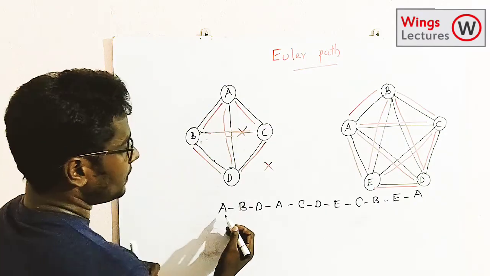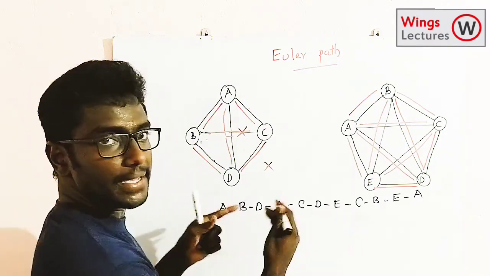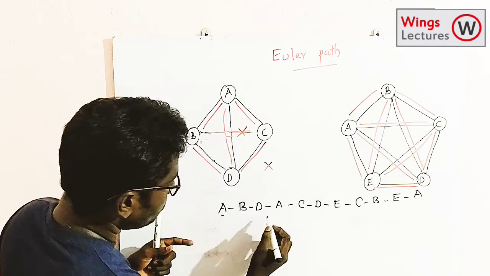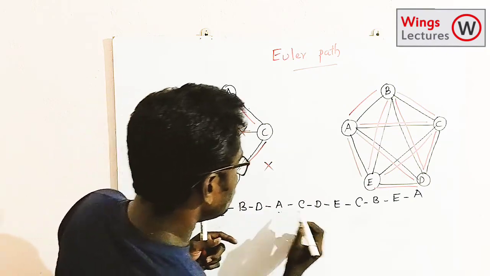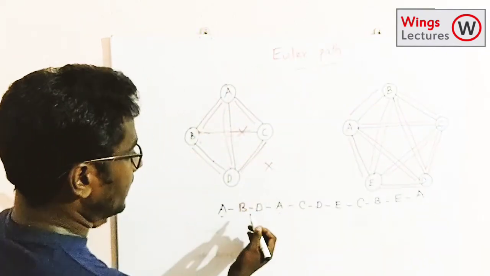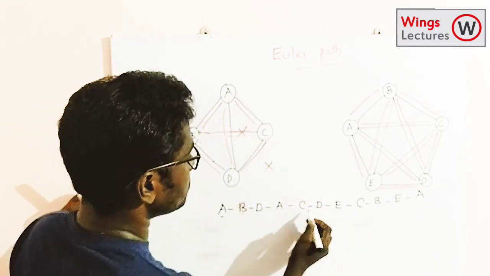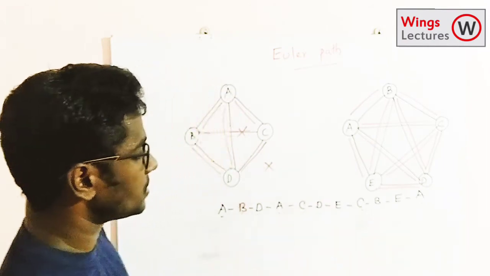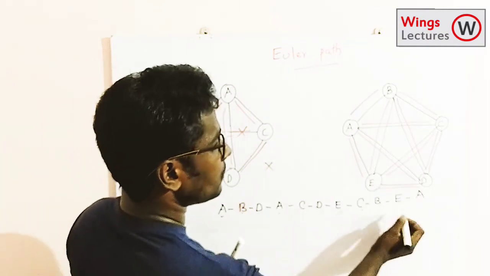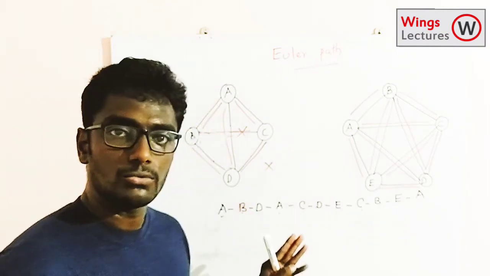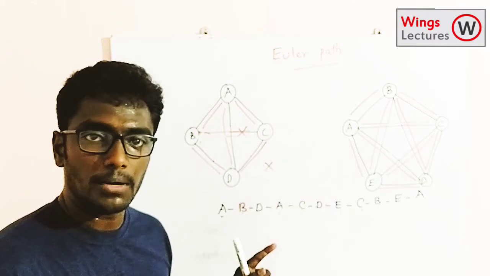See, I have repeated the vertices. I have A 3 times, B 2 times, D 2 times, C 2 times, and E 2 times. That's not an issue when it comes to Euler's path.